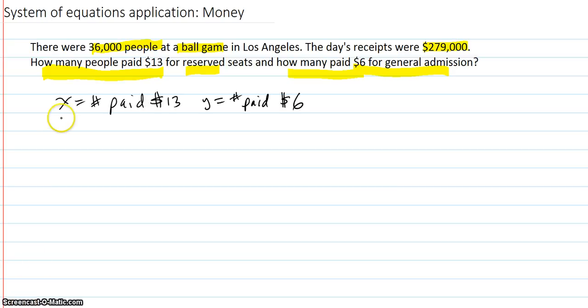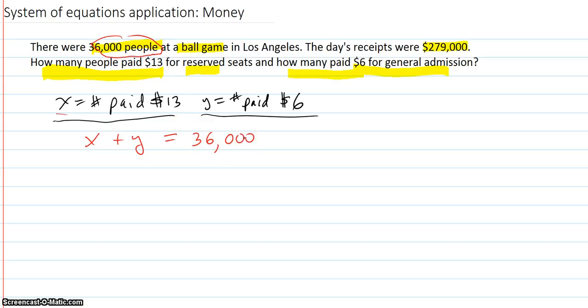So there's your definitions of what X is and what Y is. The number of who paid $13 is X, and the number who paid $6 is Y. Now you have to set up two equations that use those. So you have 36,000 total people, and this X is the number of people who paid, and this Y is the number of people who paid. So people plus people is total people. So that's one equation. X plus Y people adds up to the total people.